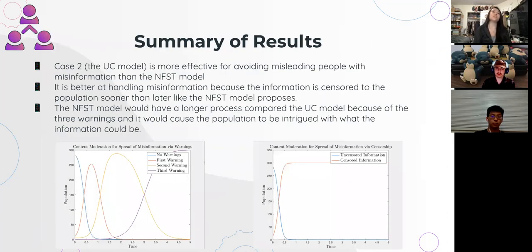So in conclusion, our second case, the UC model, is more effective than the NFST model in preventing people from coming in contact with inaccurate information. This is because the moderation of misinformation spread via direct censorship is faster compared to giving warnings before the information is censored. According to our two graphs, it would take about 5 days for the entire population to be safe from misinformation by using warnings, whereas for direct censorship, it would take less than a day for the population to be protected.